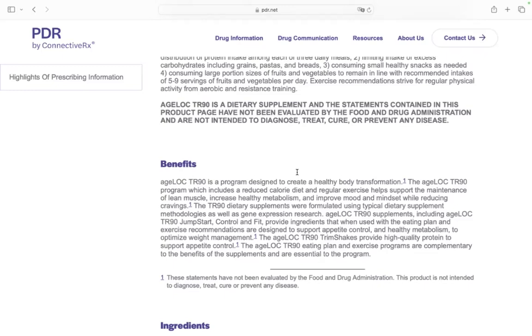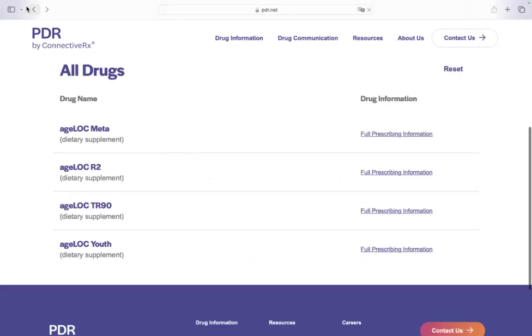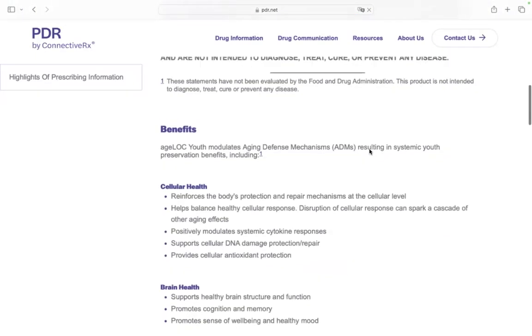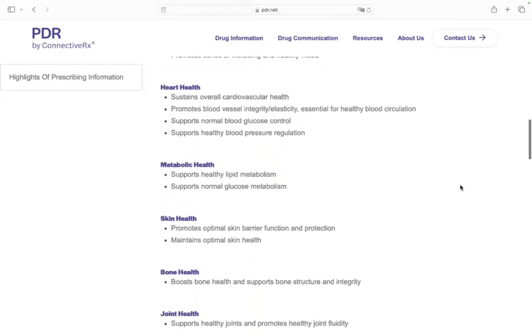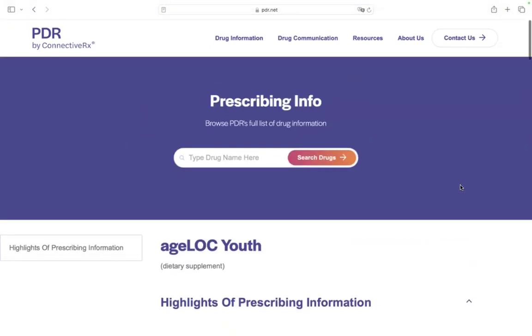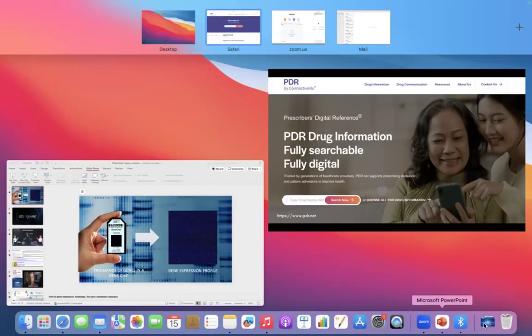So I mentioned it's a genetic product, and there are other products using genetic. So this is the PDR. Depending on what product you want to close, you go into it. For anti-aging, I go to Youth. Same thing, let's say I show you Youth. They also write all the benefits and overall health, which I'll touch on later in my next segment. Let me go back to my deck.